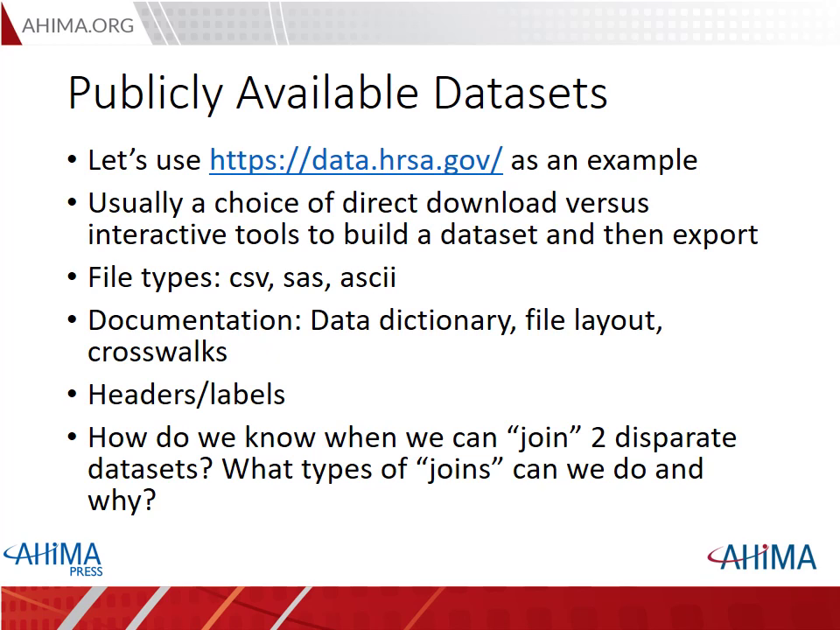There's typically documentation, such as a data dictionary or a file layout, and sometimes there are crosswalks that help you understand the data better. Take a look at the headers or the labels for the data sets and compare that to the documentation to learn more about those headers. And then think about, how do we know when we can join two disparate data sets? What types of joins can we do and why?